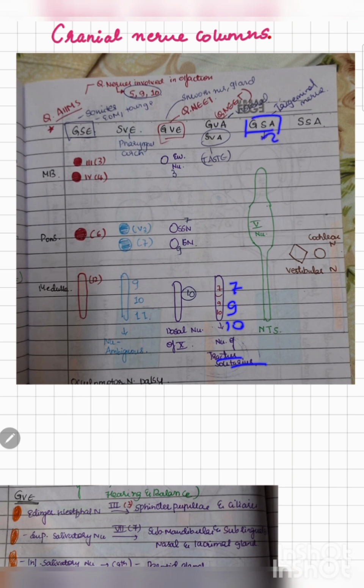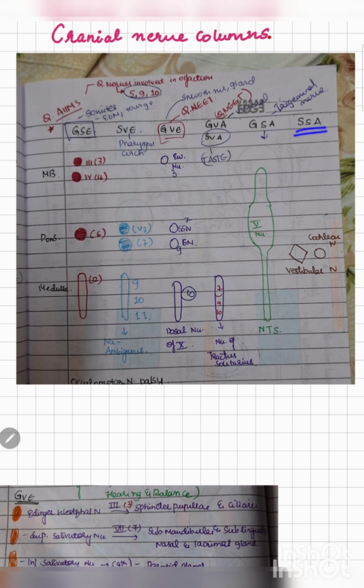GSA stands for general somatic afferent. Soma means body wall, so it is carrying general sensations from the body wall, that is pain and temperature from your head, neck and face. An example of this is the trigeminal nerve, GSA.